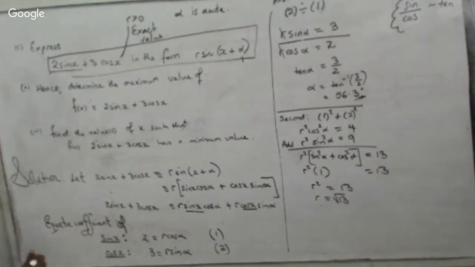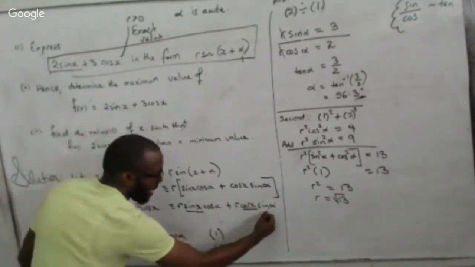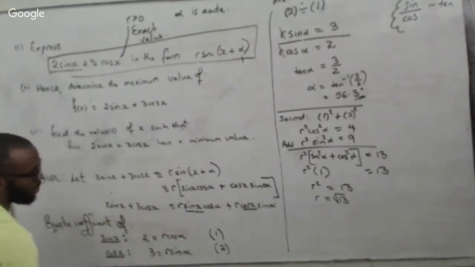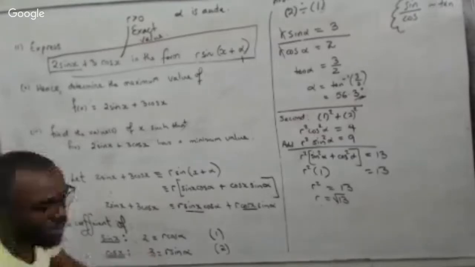Then for cosine x, what multiplies cosine on this side was 3. What multiplies cosine on that side, you can clearly see r multiplied by sine alpha. So r sine alpha multiplies. Fair enough?